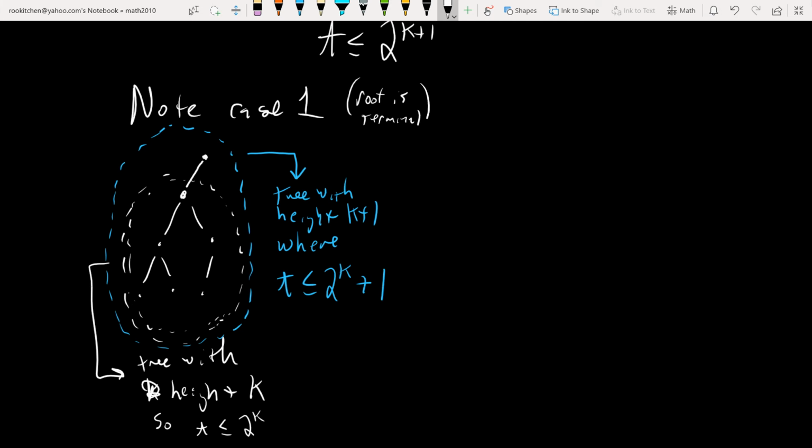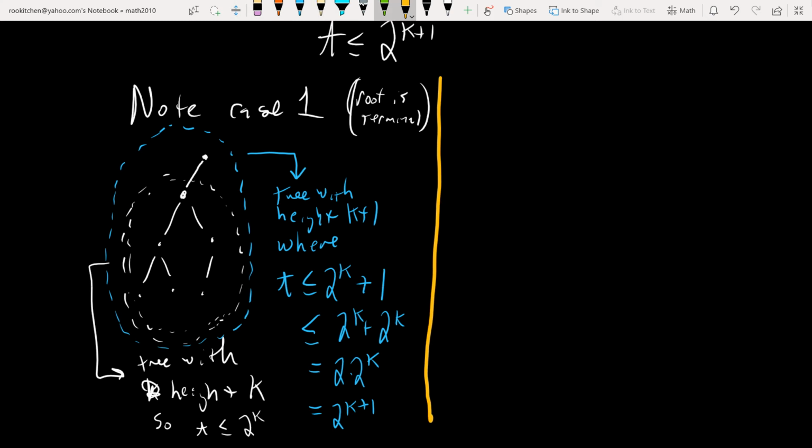Is a terminal vertex, so we kind of can just tag that on to the 2 to the k, and then 2 to the k plus 1 is less than or equal to 2 to the k plus 2 to the k, because k was assumed to be greater than 0. We could also say it's just strictly less than, I think. But anyways, 2 to the k plus 2 to the k gives you 2 times 2 to the k, and then 2 times 2 to the k is just 2 to the k plus 1. Okay, so that's our first case.